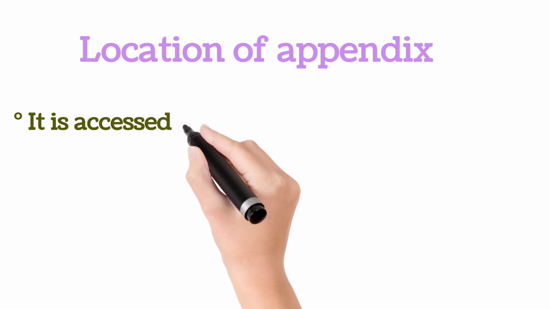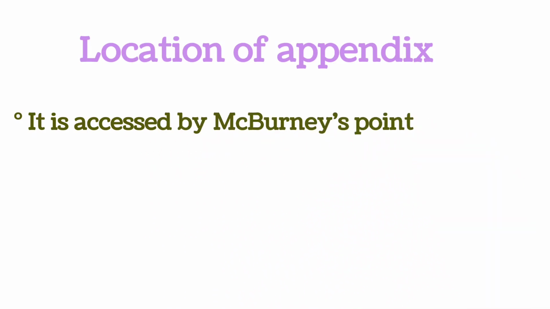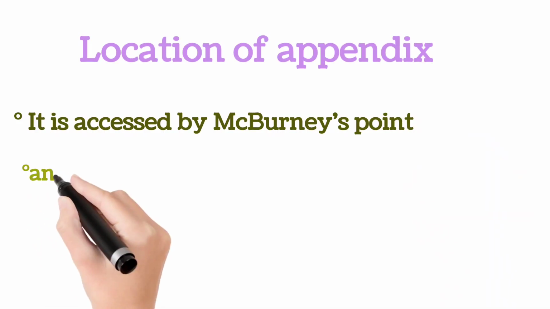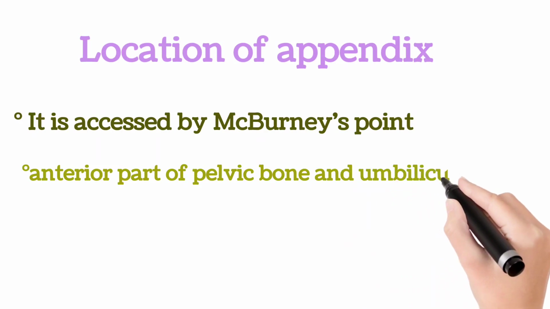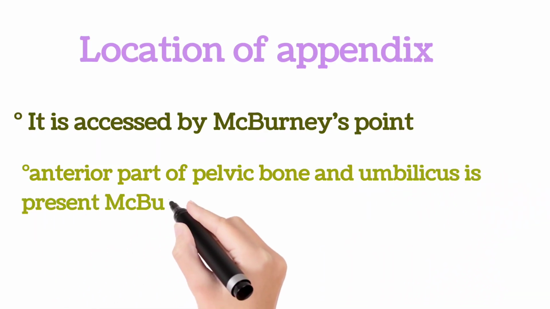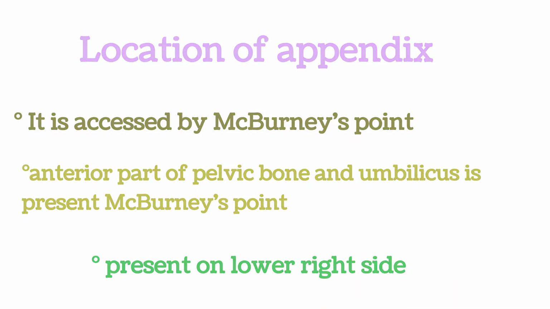Location of the appendix. It is accessed by McBurney's point. McBurney's point is located between the anterior part of the pelvic bone and the umbilicus, present on the lower right side.